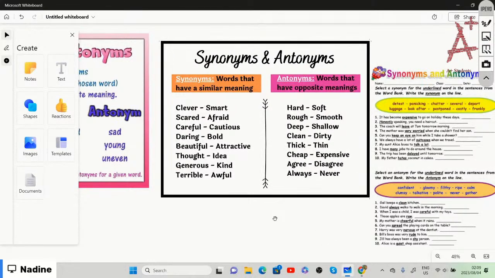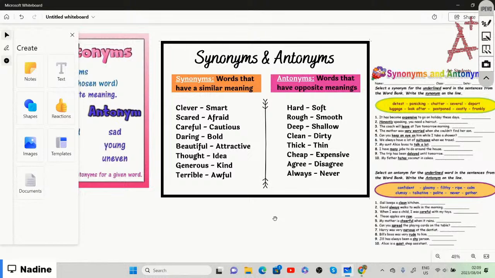All right, so here are a few examples of both synonyms as well as antonyms. Once again, synonyms are words that have similar meaning, either the same or almost the same in meaning. For example, clever: if someone is clever, then they are smart. If someone is scared, then they're also afraid. So scared and afraid are basically similar.